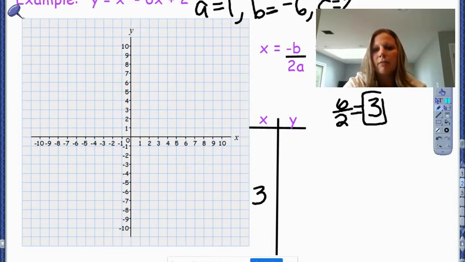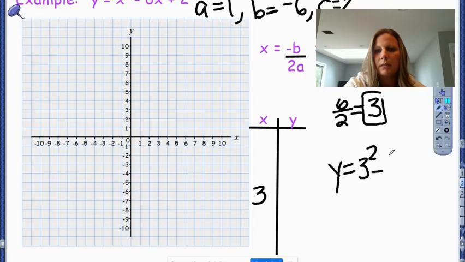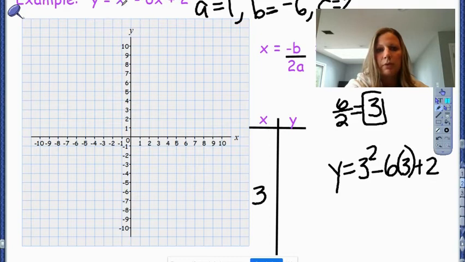Now I plug my x value in to figure out what my y is. So my y equals 3 squared minus 6 times 3 plus 2. So I plugged 3 in for x in my equation. Put 3 here, put 3 here. So then you could calculate that. So 3 squared minus 6 times 3 plus 2. And I'm going to get -7.